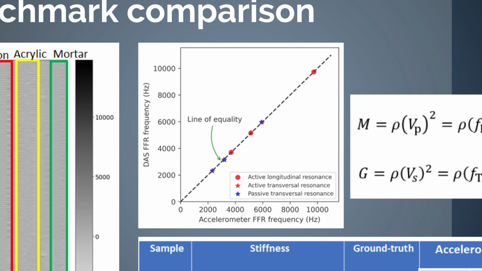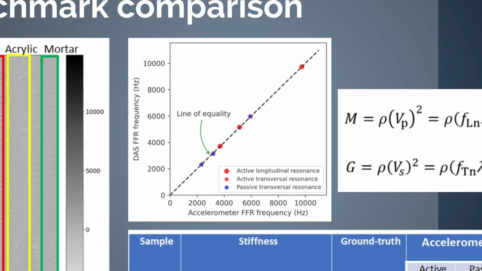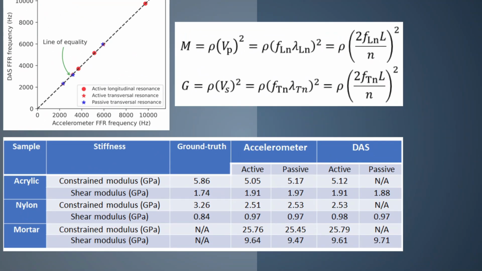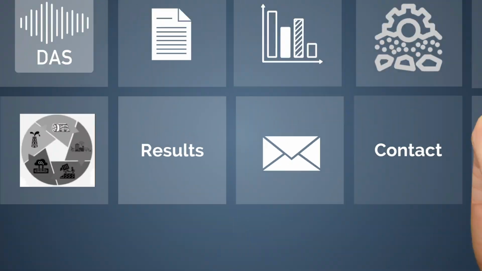The FFR test is an impact resonance method that straightforwardly evaluates the simple dominant frequency and derives its corresponding small strain stiffness. In this equation, M and G represent the constrained and shear moduli respectively. The specimen's density is ρ, L is the cylinder sample length. f_Ln and λ_Ln represent the frequency of the nth longitudinal wave mode and corresponding wavelength. f_Tn and λ_Tn represent the resonance frequency of the nth transversal wave mode and corresponding wavelength. As we can see, the measured stiffness closely aligns with the ground truth value.